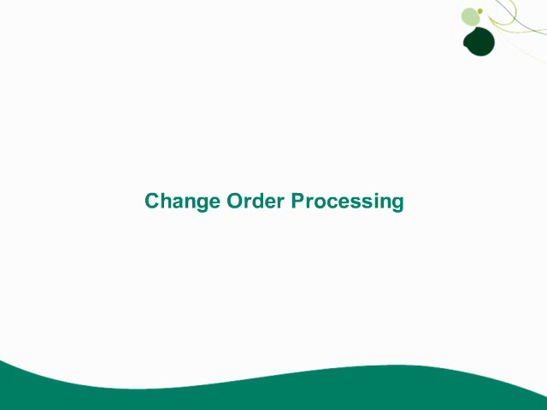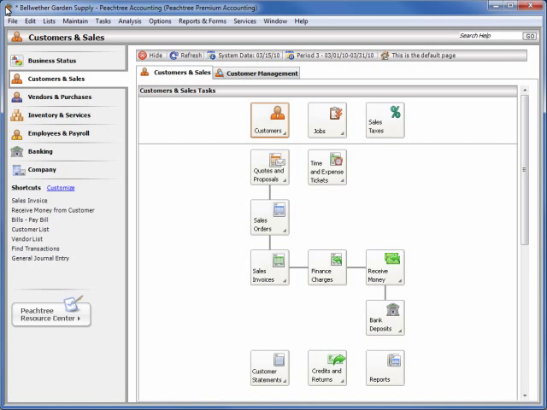Change orders provide a way to record important changes to an ongoing job or project that may impact the profitability of the job and the length of time the job is expected to take. The change order feature will update and track any changes to a job's estimated expenses and revenues. It will also track change order approvals, projected end dates, and more.